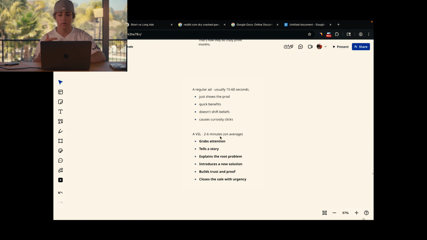A regular ad, usually 15 to 60 seconds, just shows the product. There's going to be quick benefits. It doesn't shift the beliefs, and it causes a lot of curiosity clicks.